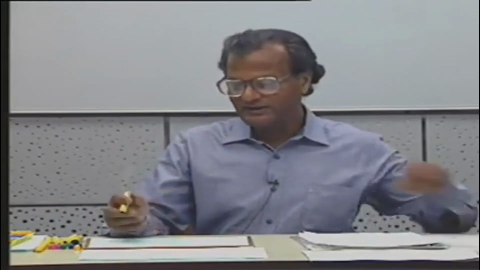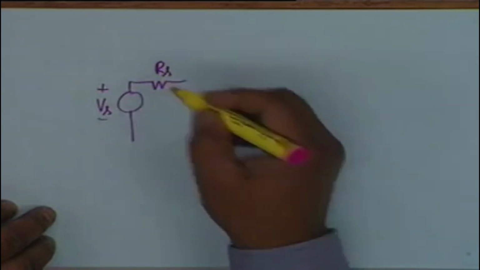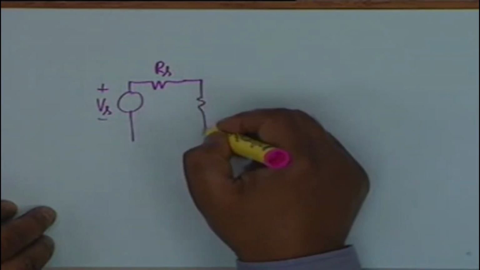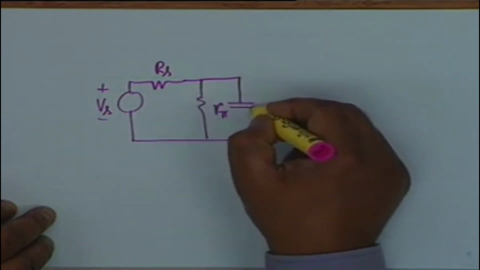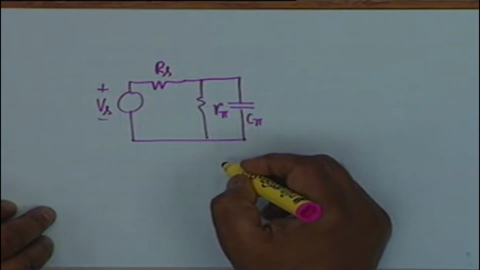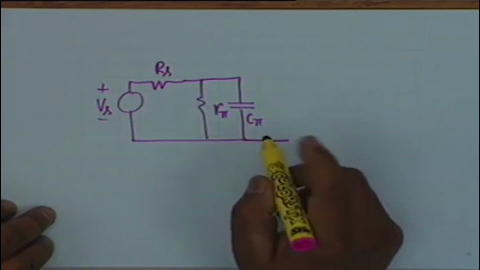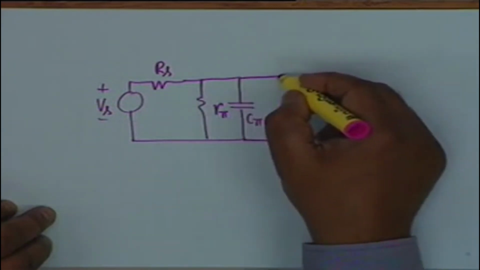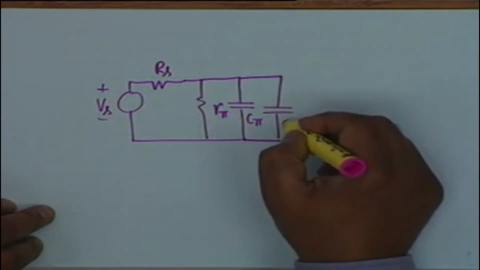If I take account of Miller's theorem, then you see my equivalent circuit now becomes Vs, Rs, R pi, C pi, and then, pardon me? You said we can ignore C pi. No, let us keep it for the time being. It will depend on the value of the gain. C pi, and then the Miller reflected capacitor, which we shall call Cm.